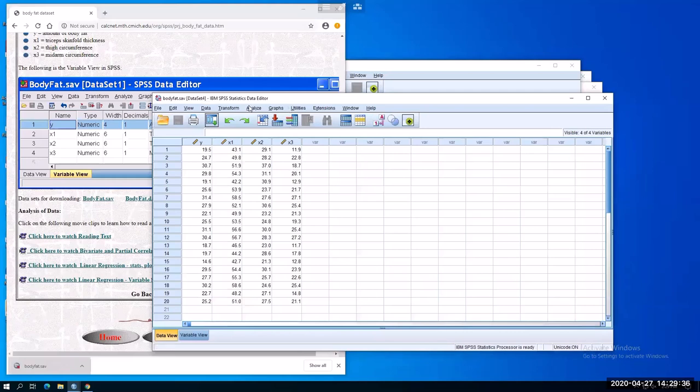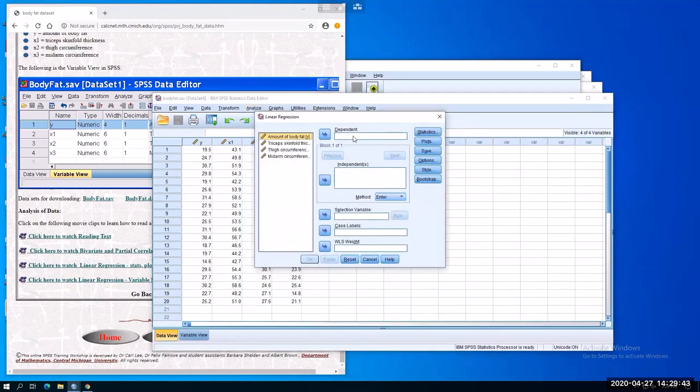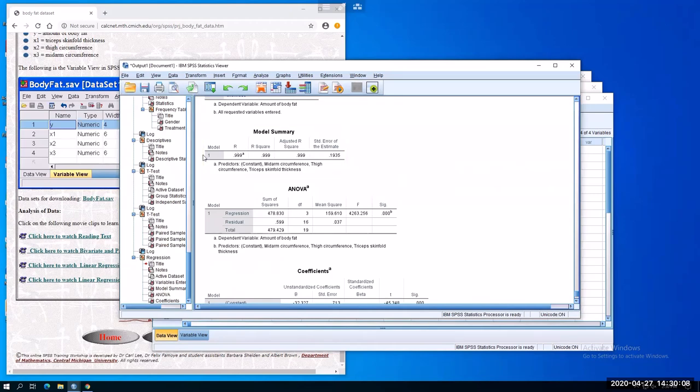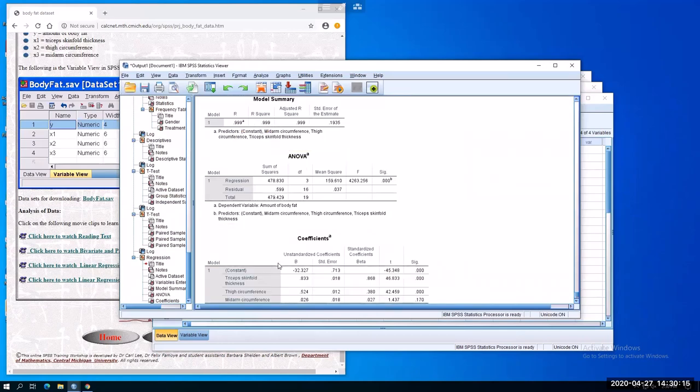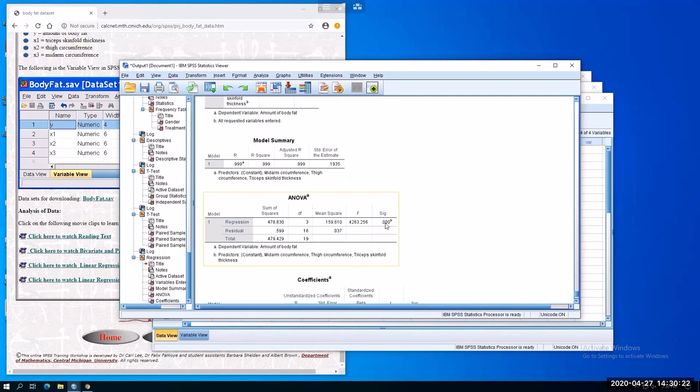So we'll do simple regression. So analyze, regression, linear. So our dependent variable will be amount of body fat. And independent variables will be these three, X1, X2, X3. Triceps, thigh, midarm. And we will click OK. What we got here is high Pearson correlation coefficient, high R squared value. And see here, significance is 0.00. So our regression looks pretty well.